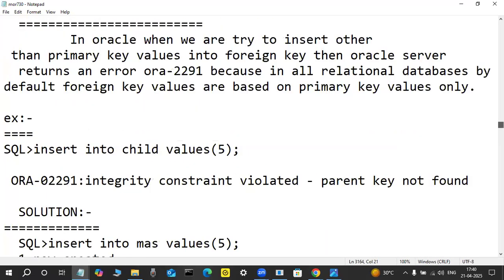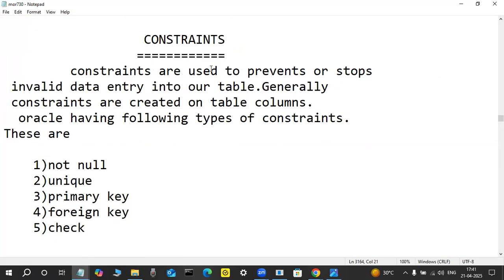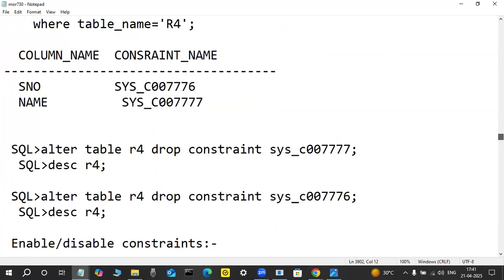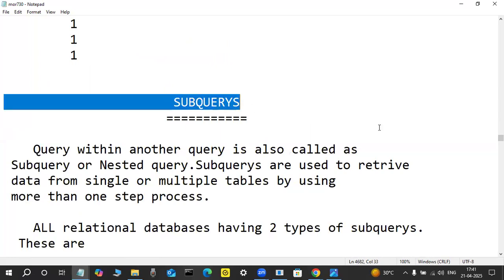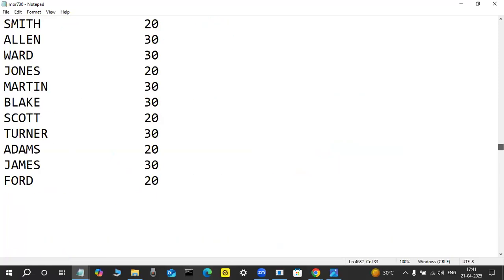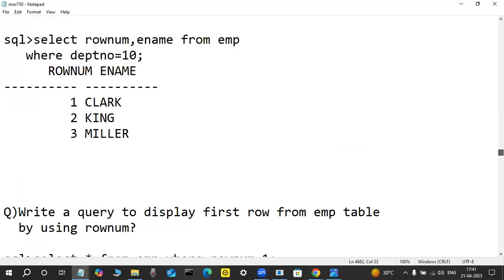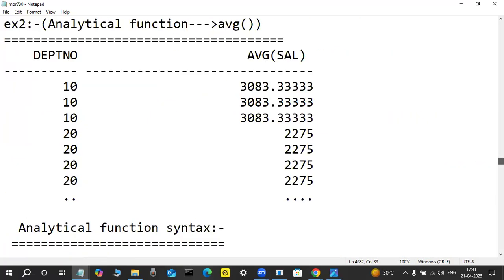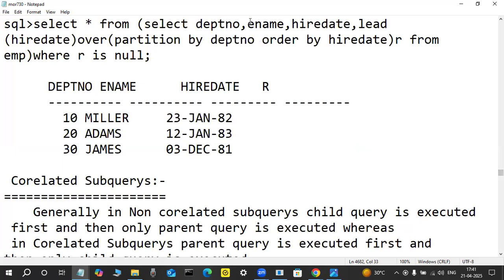Again, here constraints are available. These are big concepts, very interesting: not null, unique, primary key, foreign key, check. Just observe it here, 1 minute only. Again, here subqueries, a query inside another query. So many things are there: rank, dense rank, row_number, lag, lead, analytical functions, rownum. Technically, if you don't have an idea, these are all the things. These are one of the stages.